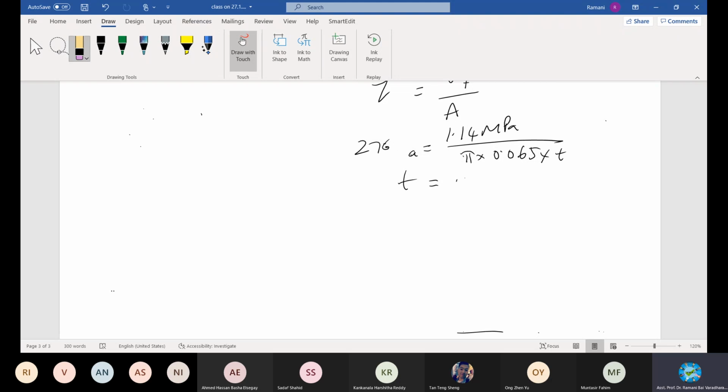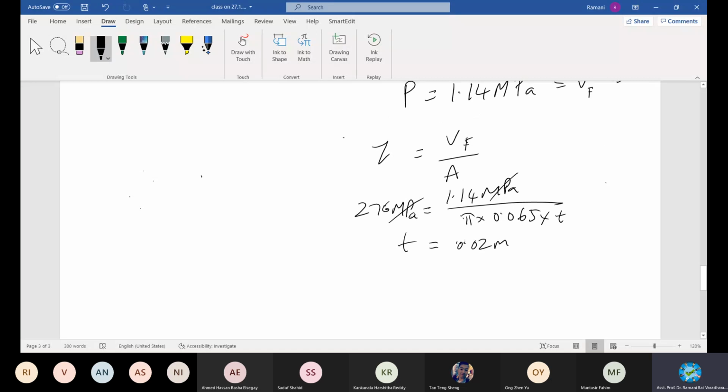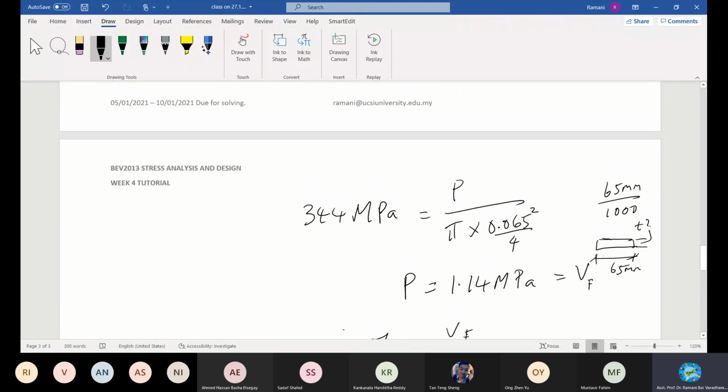Megapascal cancels on both sides. You will end up with meters. Rearrange and get me the answer. 0.02 meter. 0.02 meter. All are getting the same answer? Check, please. Yes, miss. Okay. Let's proceed. So, how much is the mm value? 20 mm. And let's check.